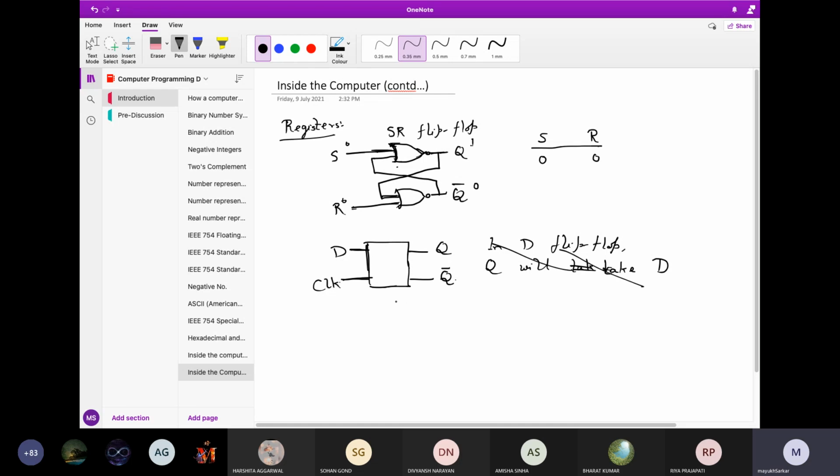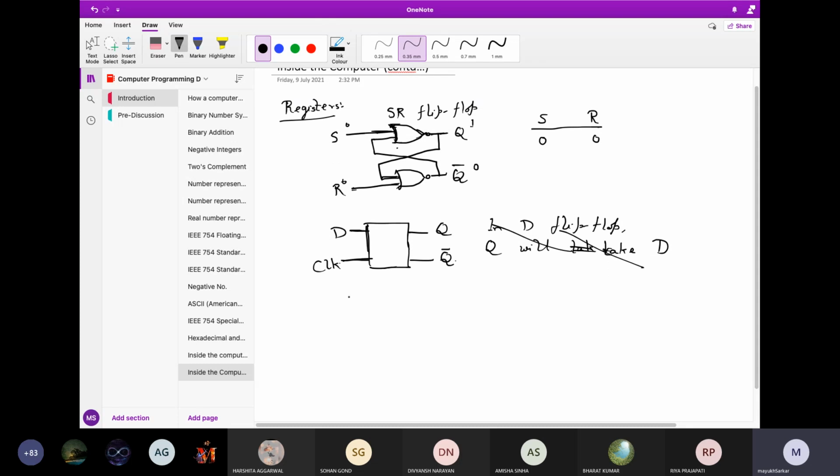I'm just saying an example because there can be various types of design within a D flip-flop. Just like in the SR flip-flop, you can do it with a NOR gate or a NAND gate. Each design will give you different functionalities. Similarly, there are multiple ways to design each flip-flop. One possibility is that if the clock is high, that means it is 1, Q will take D. That means whatever is coming to the input will go to the output.